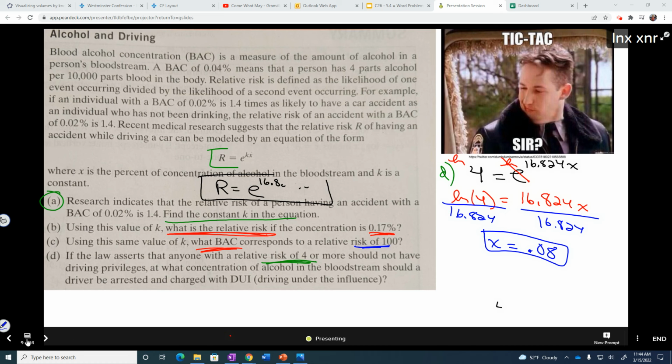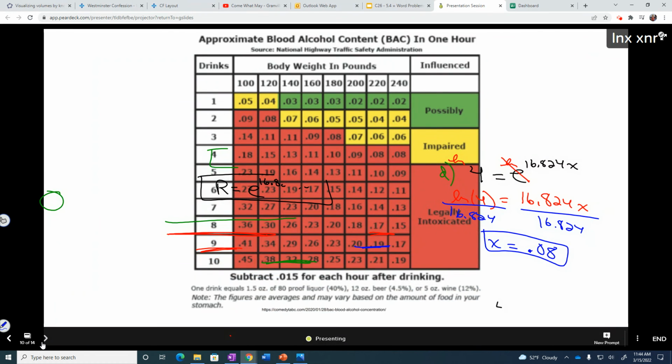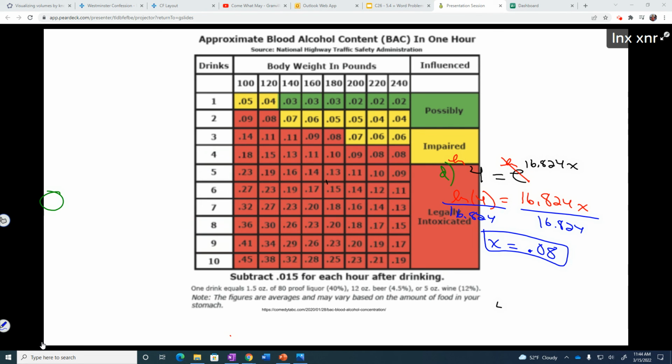There's actually a chart here that answers that question I asked you guys at the beginning. So you might be wondering, what does it take to get to a 0.08? Obviously you shouldn't be drinking at all and driving. But if you're curious, a 160-pound person, between 2 and 3 drinks would put you over the limit there. And it also depends on the alcohol content of whatever you're drinking. This is based off of one 12-ounce beer.